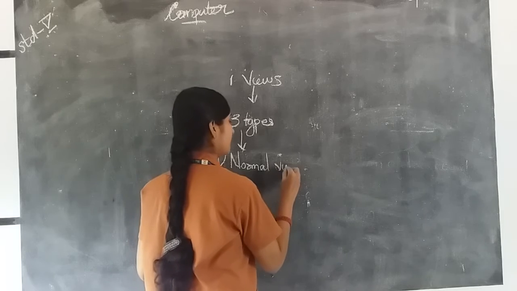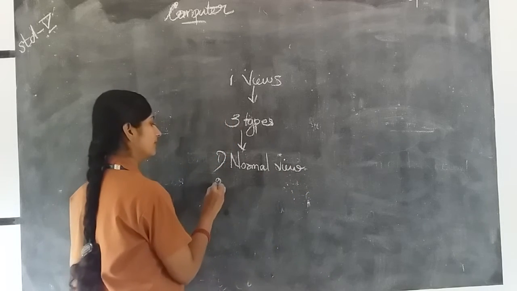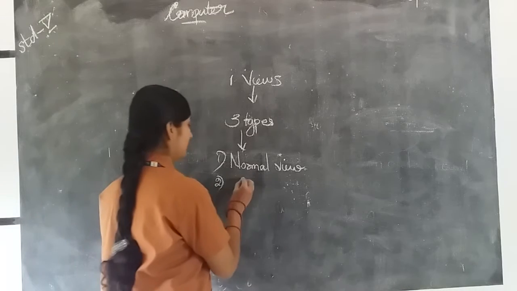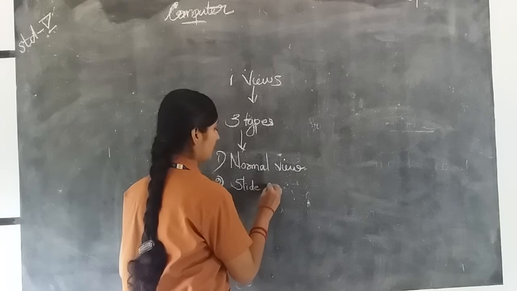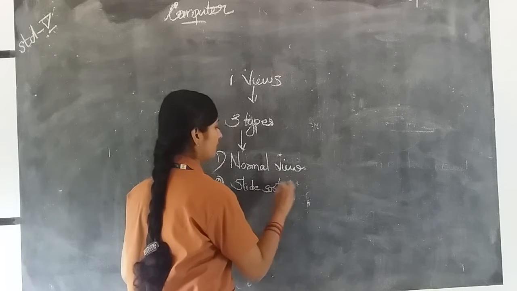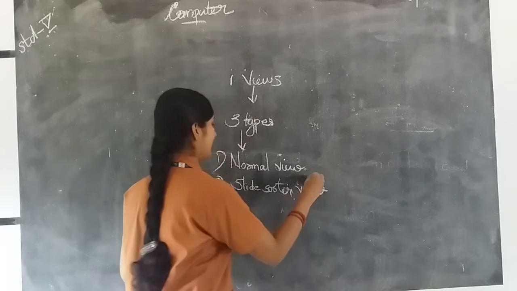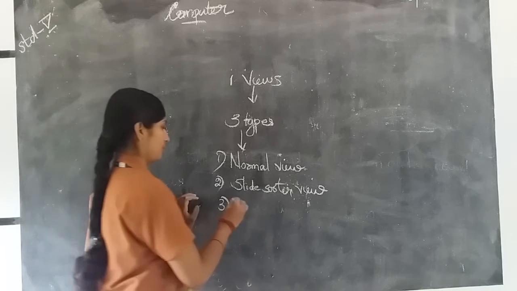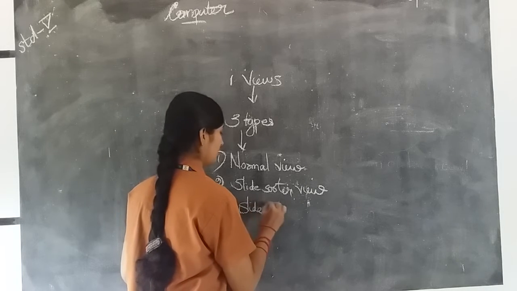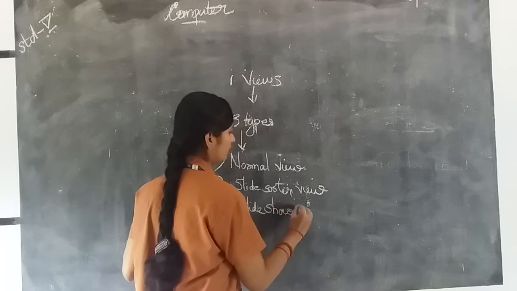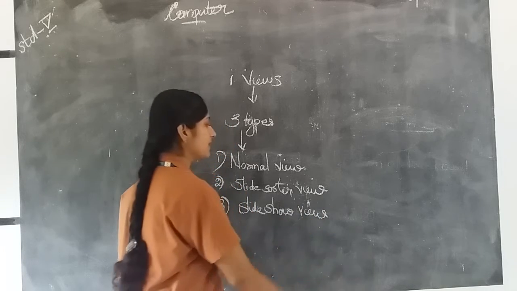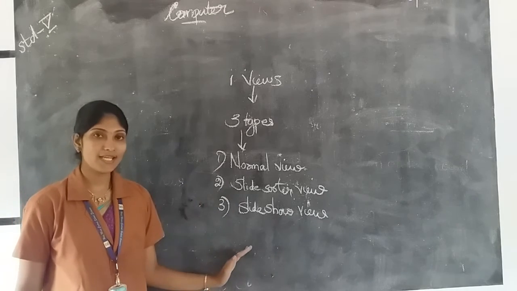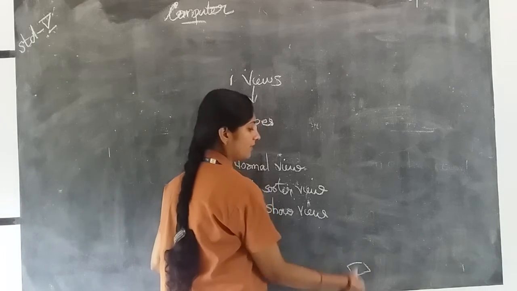Normal view. Second type of view is slide sorter view. Then third one is slide show view. So each view has its own purpose, and these options are located at the bottom side of the window.